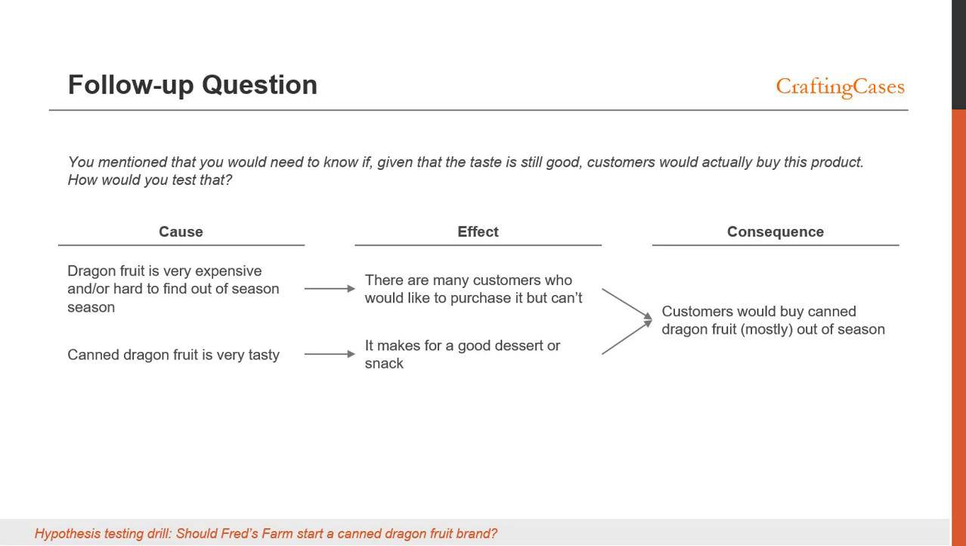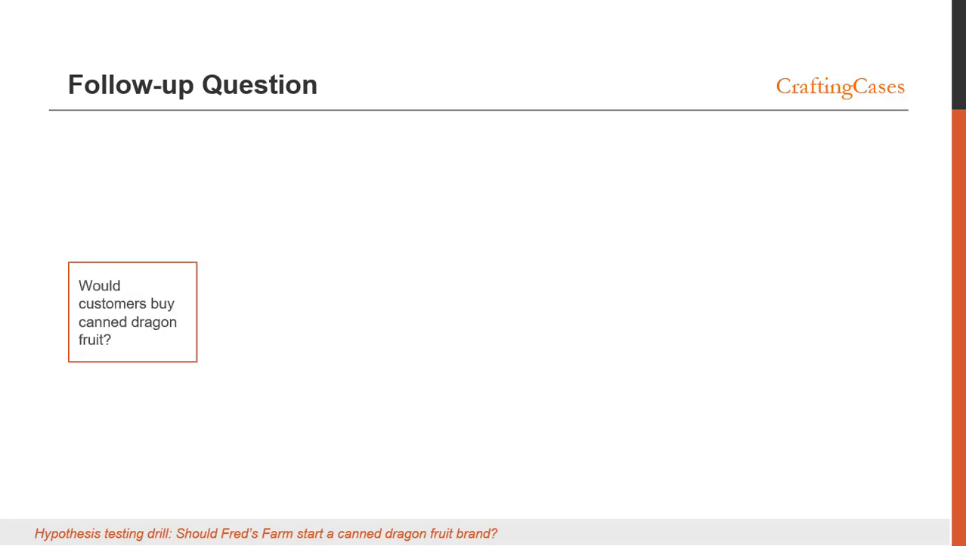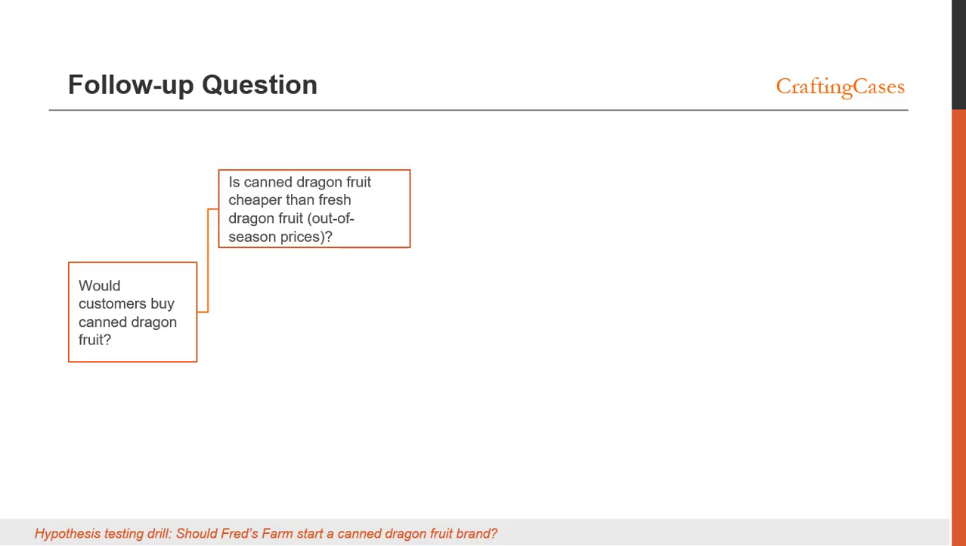Okay? So the first one is the most important one, and now I want to come up with the sentence that I would tell the interviewer. This is what I want to test. So I want to state my hypothesis in a sentence: when out of season, there are many customers who want to buy dragon fruit but can't because it's either too expensive or can't be found. So mostly out of season, customers would indeed buy canned dragon fruit. And the way I would test that is the following. My question here is, would customers buy canned dragon fruit? The first thing I'd like to test, and the most important one, if I could only test one thing, is: is canned dragon fruit cheaper than fresh dragon fruit out of season prices?